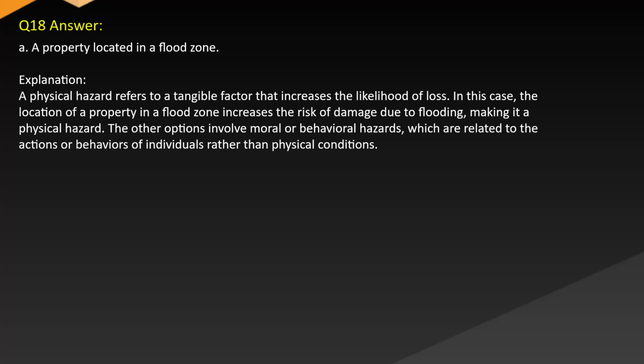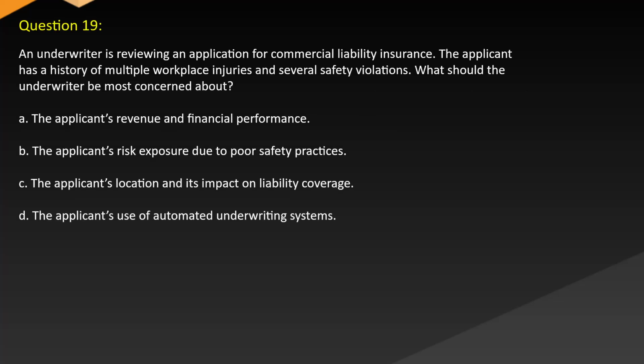physical conditions. Question 19. An underwriter is reviewing an application for commercial liability insurance. The applicant has a history of multiple workplace injuries and several safety violations. What should the underwriter be most concerned about? A. The applicant's revenue and financial performance. B. The applicant's risk exposure due to poor safety practices. C. The applicant's location and its impact on liability coverage. D. The applicant's use of automated underwriting systems.